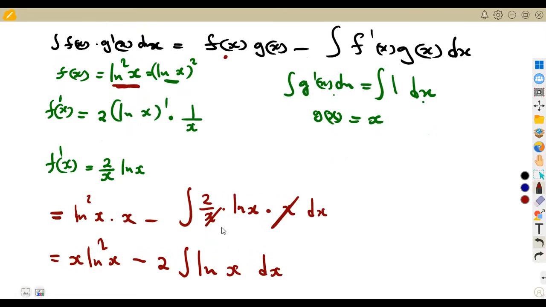So the question is, we are now at a stage where we have got a ln x here, where we are supposed to integrate a ln x. Do we have the integral of a ln x? That is the question. All right.